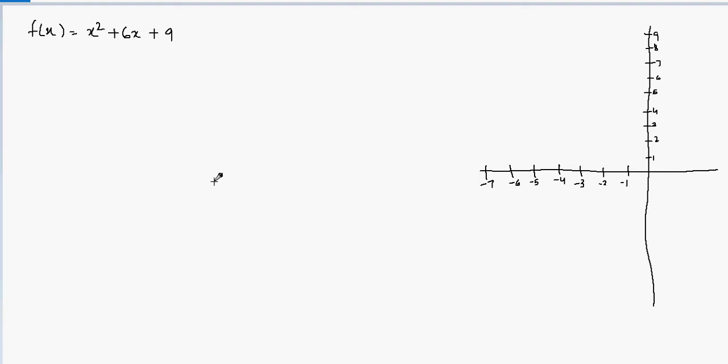Hi, in this video we'll learn how to find the vertex of a graph, how to find the axis of symmetry, and how to sketch the graph. So my function is x squared plus 6x plus 9. First of all, we'll find the vertex of this function.